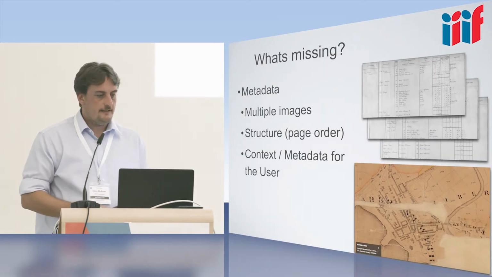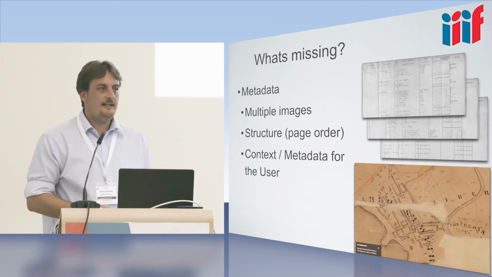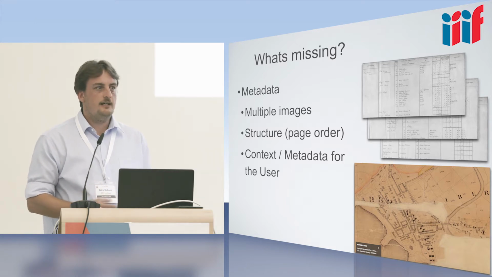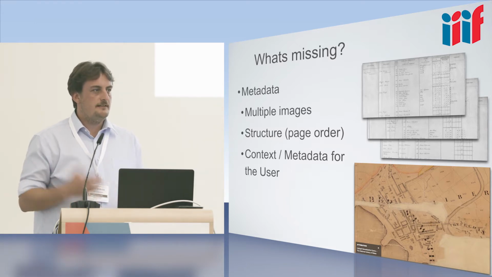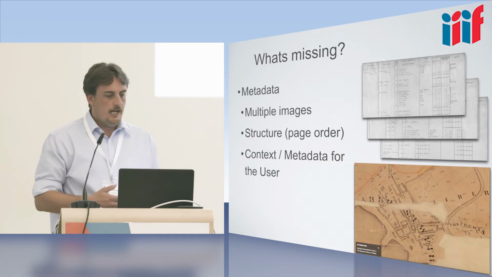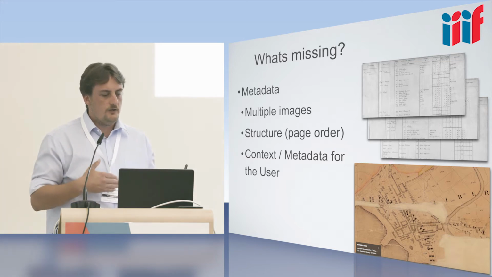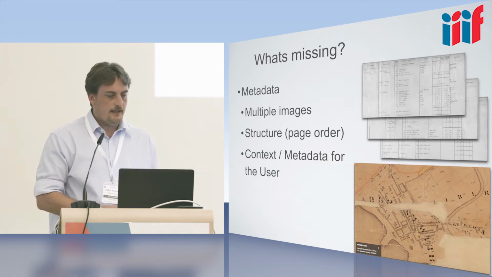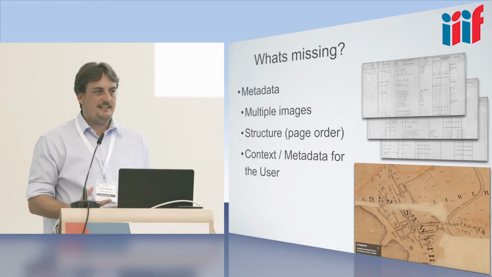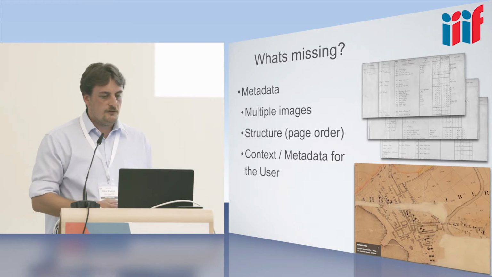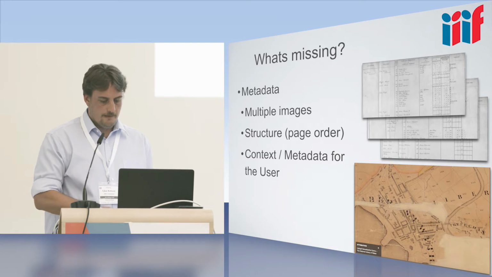But there are things missing. So what sort of things are missing? This is only a single image. If you want to look at multiple images, you need the presentation API. If you want to put the images in some kind of order, you're going to need the presentation API. And then the context, the metadata about this image, that is also part of the presentation API.